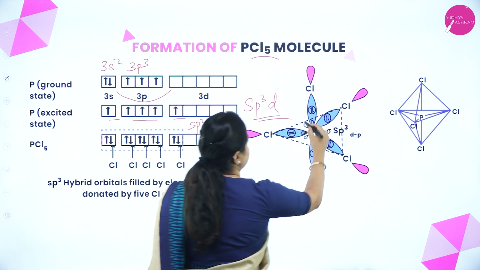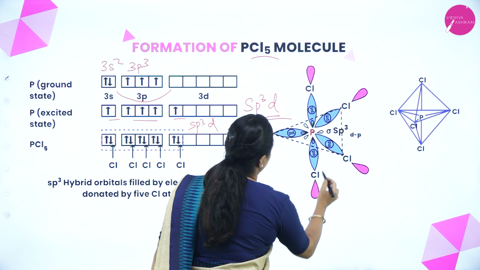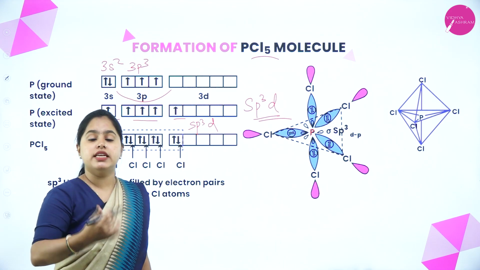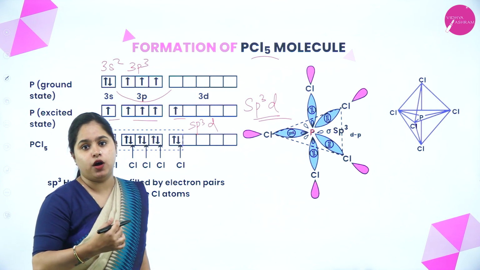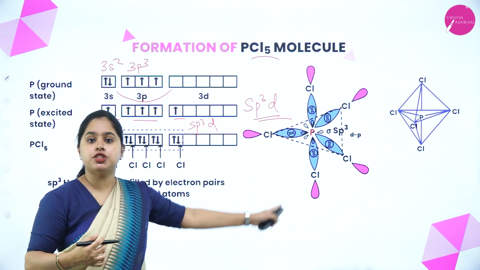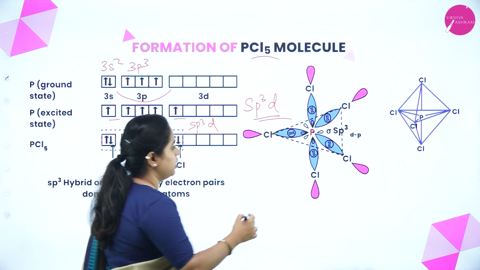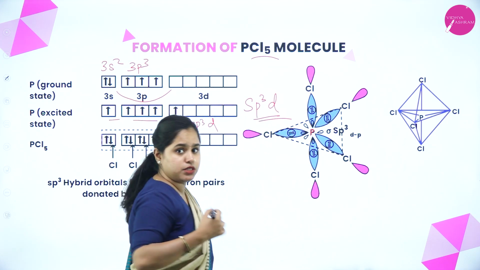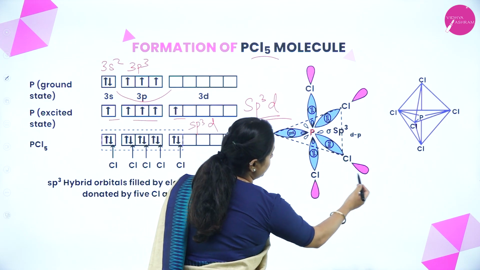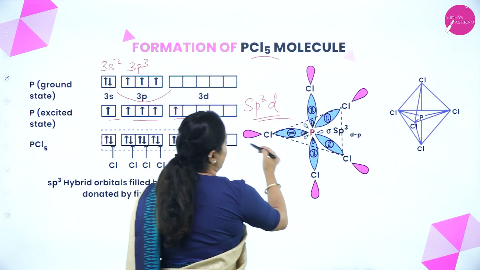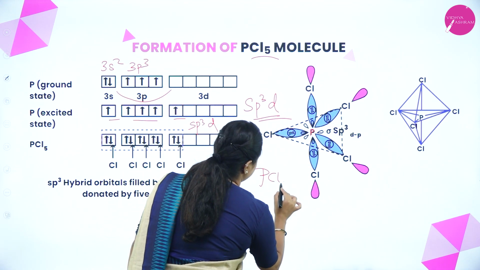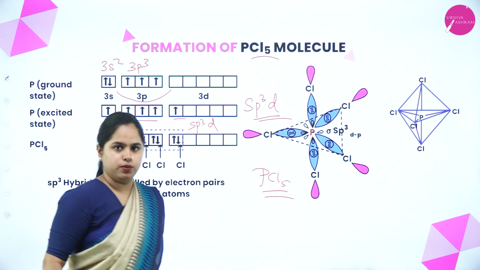So, yes, you can see 1, 2, 3, 4 and 5. And now, these 5 sp3d hybrid orbitals bind with 1 chlorine atom each. Here with 1 chlorine atom, it is forming a bond. Here with 1 chlorine atom, here, here and here. So, finally, we get the PCl5 molecule, right?